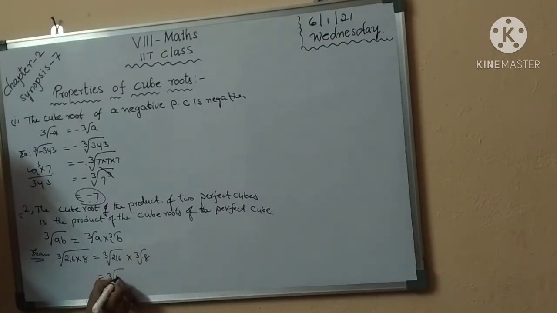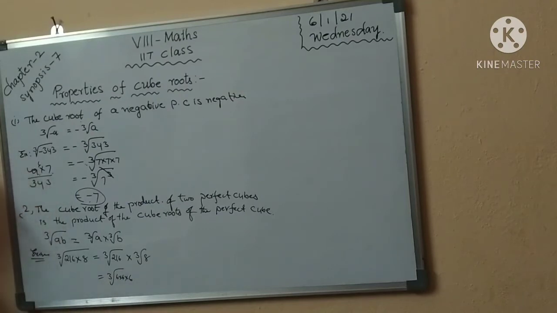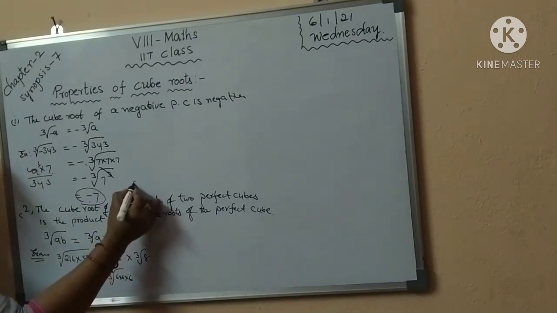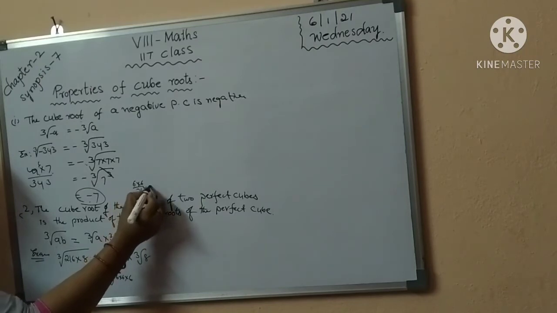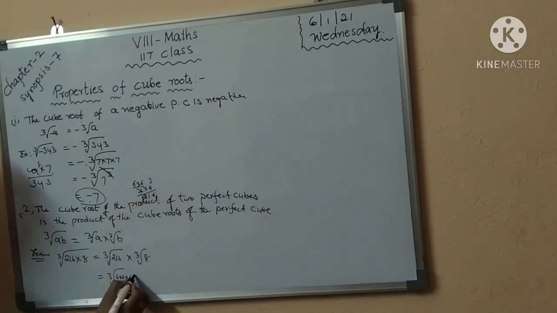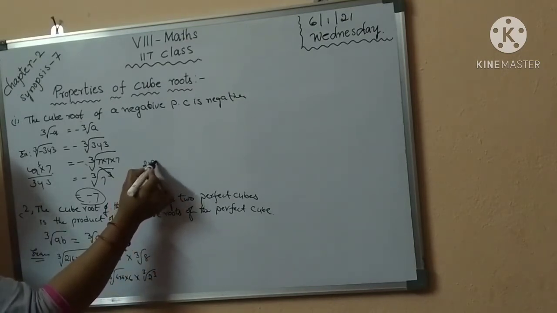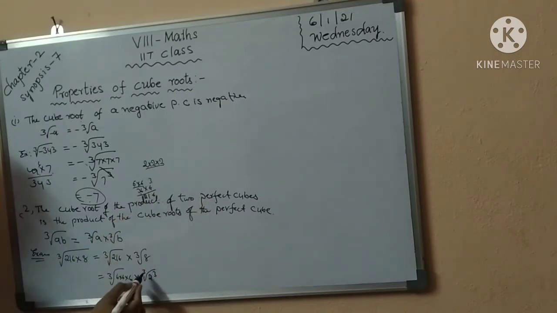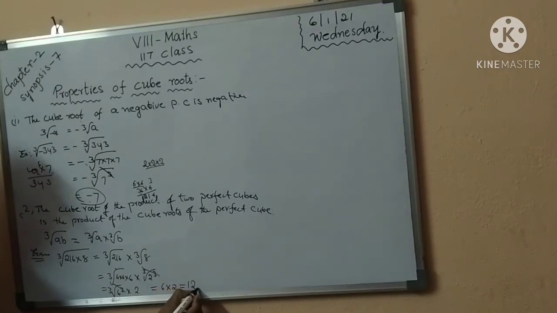216 is 6 into 6 into 6; 6 cube is 216, since 6 sixes are 36, into 6 is 216. Then cube root of 2 cube: 2 twos are 4, 4 twos are 8. The cube roots cancel, so we get 6 into 2, that is equal to 12. Okay children, did you understand?